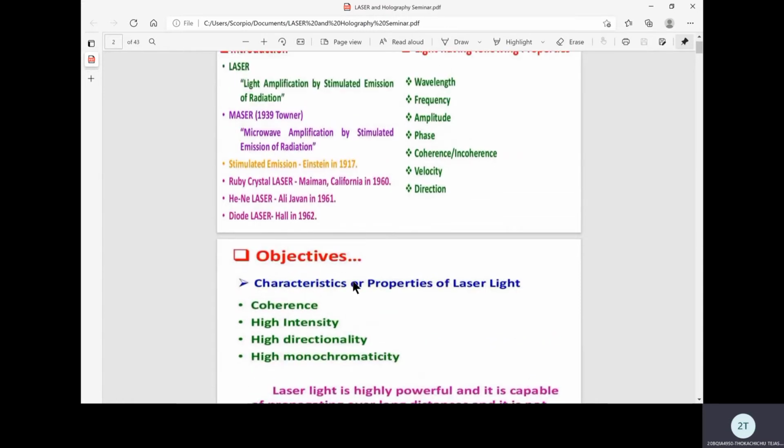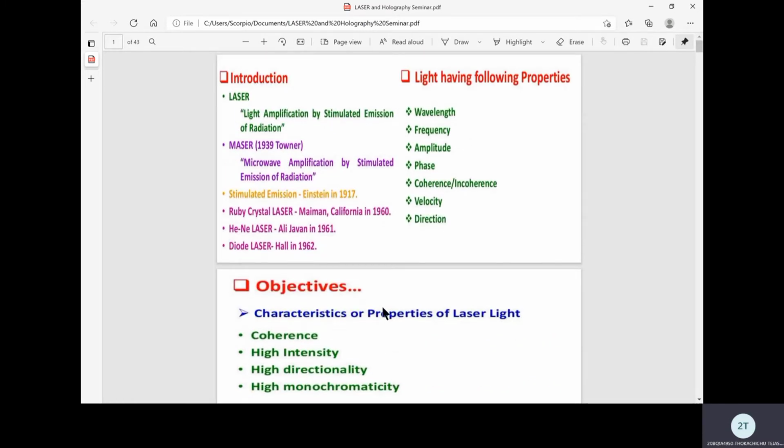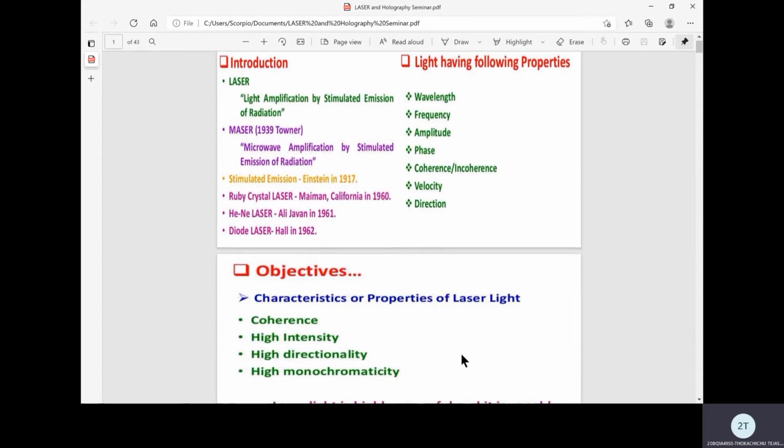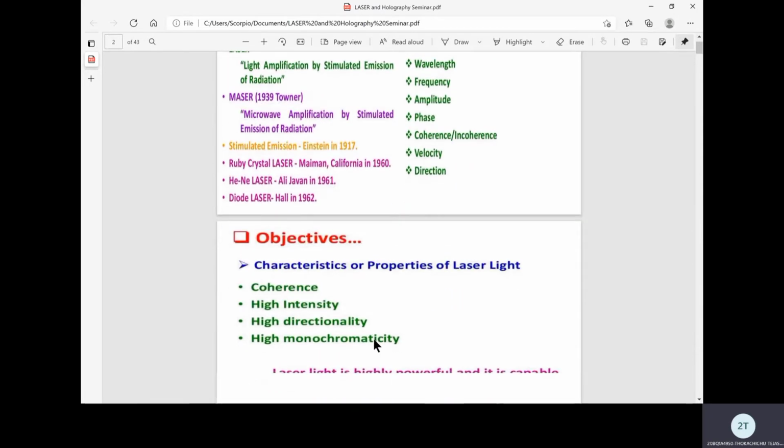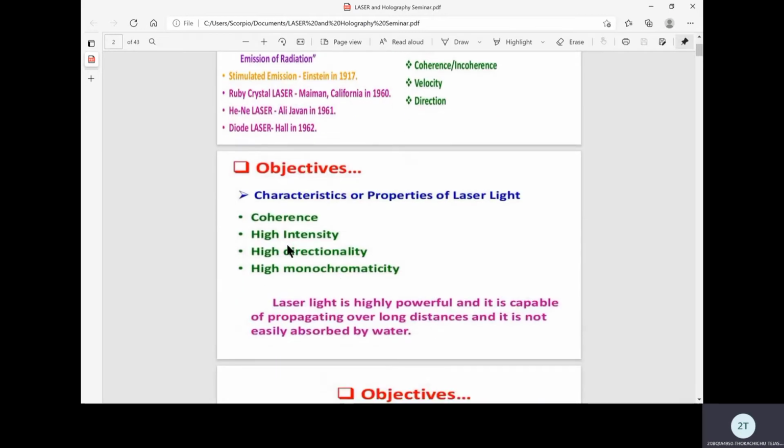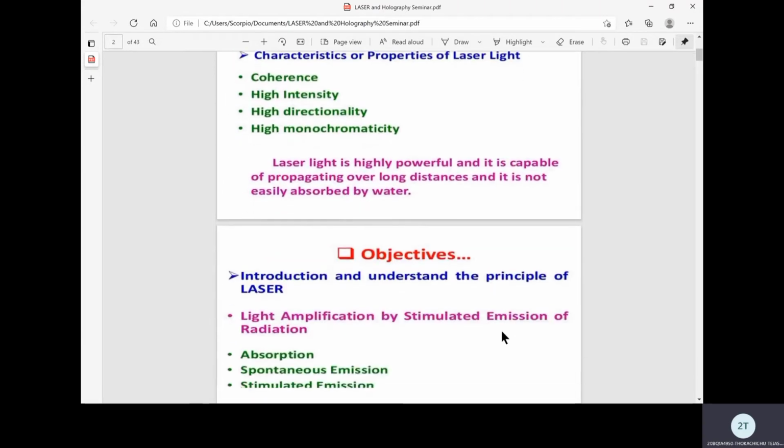Its coherence. The light must be coherent for it to be a laser. Normal light can be coherent or incoherent, but laser light is always coherent. It has high intensity, high directionality and high chromaticity, and because of this, laser light is very powerful, capable of propagating over long distances and is not easily absorbed by water.